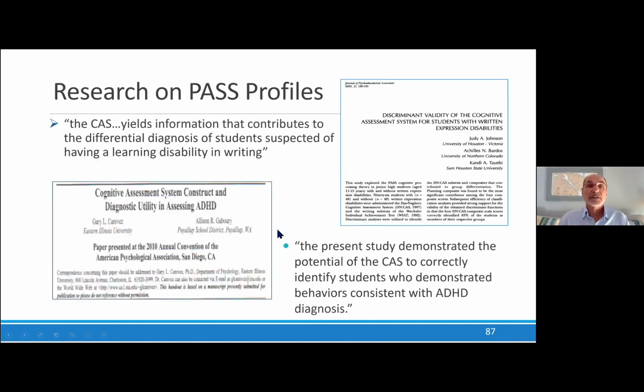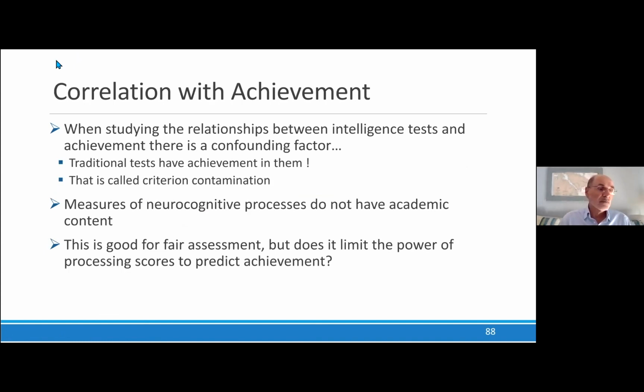That was pretty crazy. And a lot of other different kinds of profiles, different kinds of profiles for different kinds of children, like the study that Judy Johnson did looking at students with written expression disabilities, finding there are different kinds of patterns. These patterns matter. PASS, these scores matter. Now, when I looked at all these profiles, I thought, wow, this is crazy. There's a lot of variability going on there.